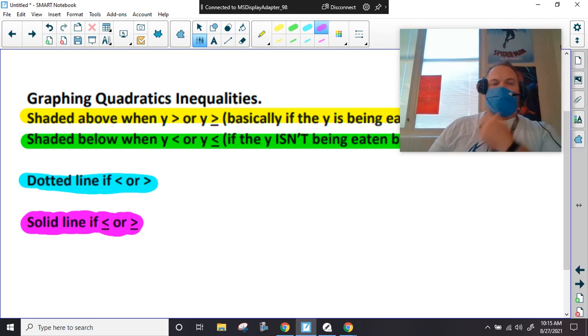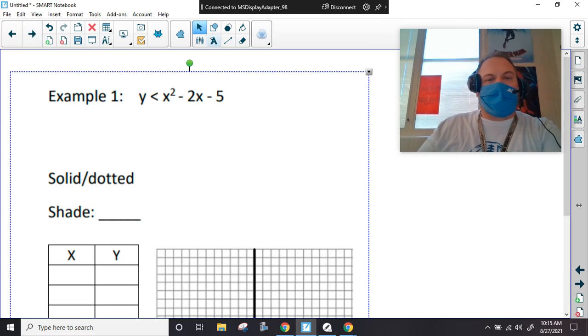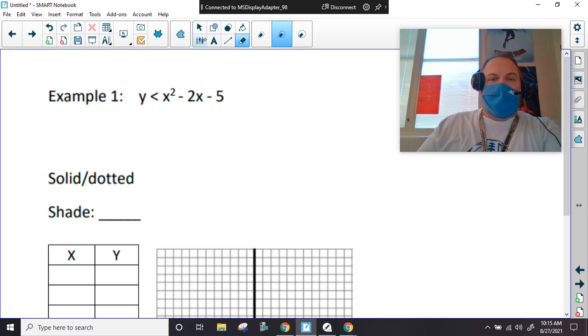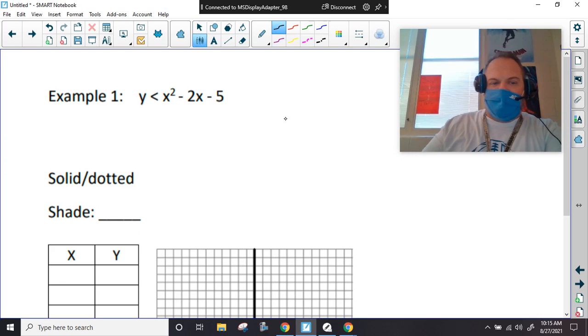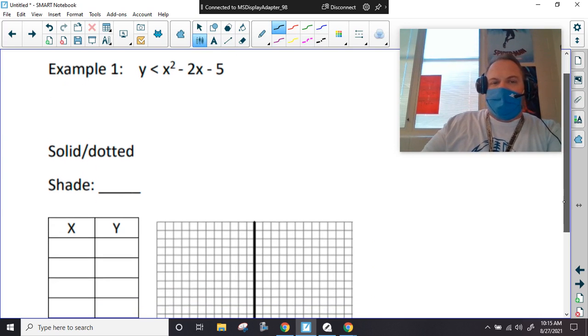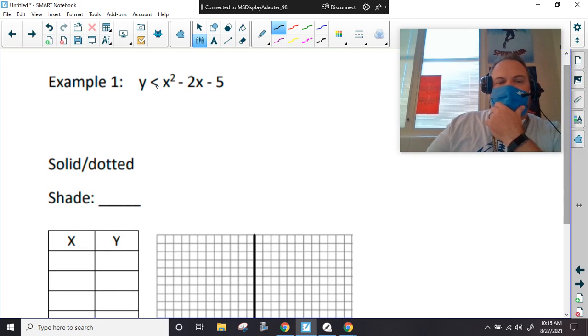So again, these definitions don't make a whole lot of sense until we start doing them. So let's begin. We can actually answer some of these questions right now before we do anything else. First off, is this going to be solid or dotted? It's going to be dotted. Why is it going to be dotted?